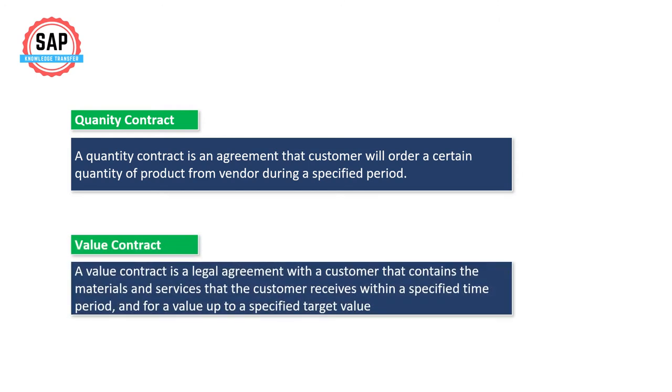Value contract. A value contract is a legal agreement with a customer that contains the materials and services that the customer receives within a specific time period, up to a specified target value. So this is a value contract. Let's see it practically in the system.